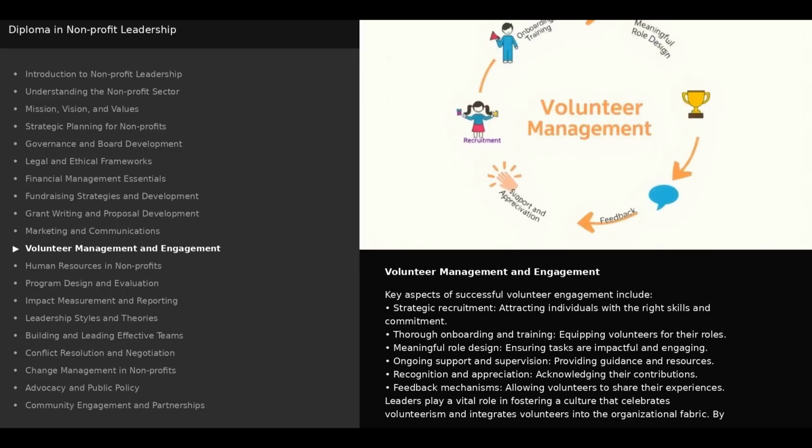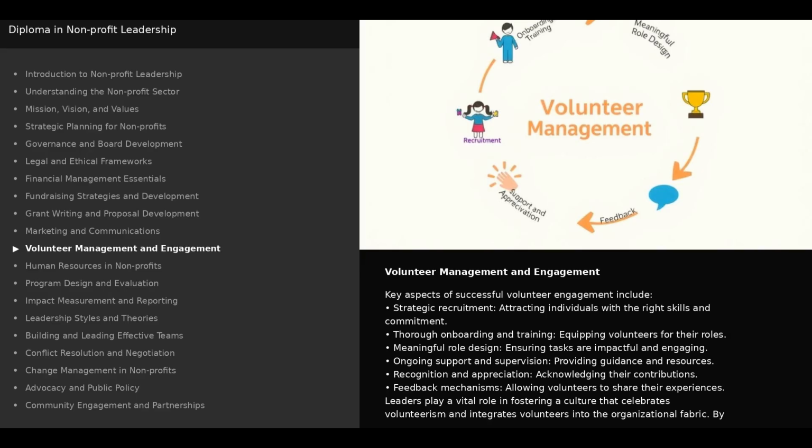Key aspects of successful volunteer engagement include strategic recruitment, attracting individuals with the right skills and commitment; thorough onboarding and training, equipping volunteers for their roles; meaningful role design, ensuring tasks are impactful and engaging; ongoing support and supervision, providing guidance and resources; recognition and appreciation, acknowledging their contributions; feedback mechanisms, allowing volunteers to share their experiences.